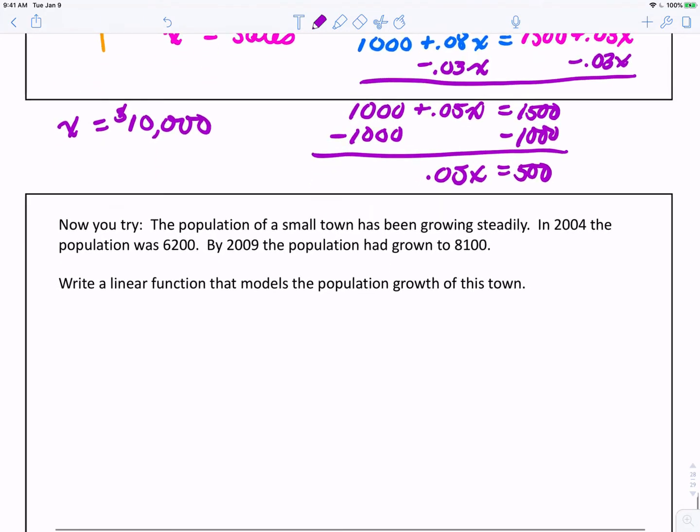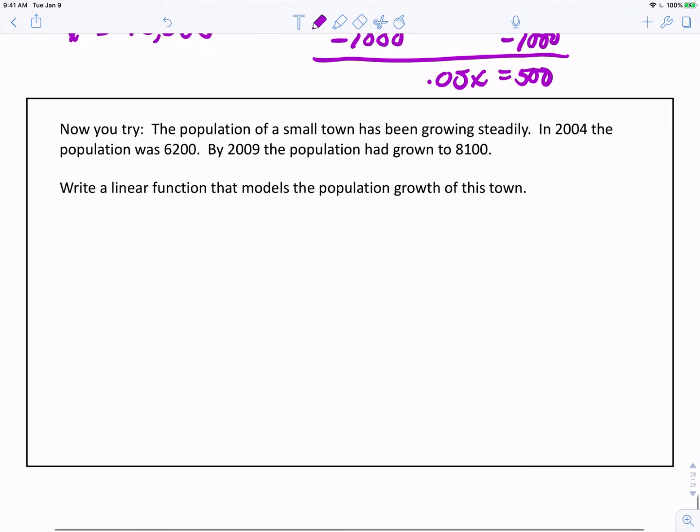Okay, so here's one for you to try. The population of a small town has been growing steadily. In 2004, the population was 6,200. By 2009, the population had grown to 8,100. Write a linear function that models the population growth of your town.